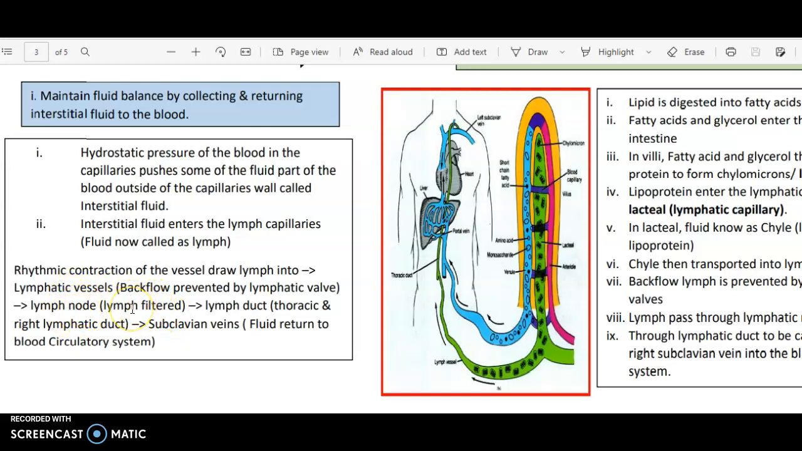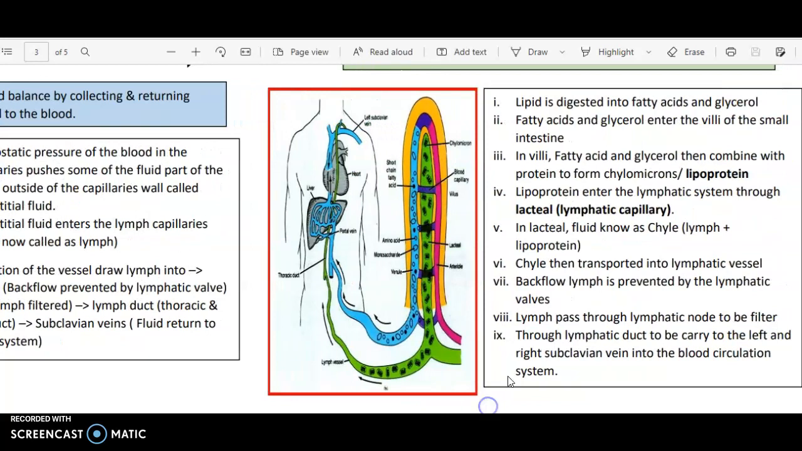Filter maksudnya kita nak tengok okey ada tak yang tak elok yang dibawa. So kalau tak elok, jangan risau sebab lymph node ada banyak macrophage. So dia boleh try untuk eliminate the pathogen. And then the lymph is carried to the lymph duct. Lymph duct we have two, thoracic and right lymphatic duct, and then carried to the subclavian vein. At the subclavian vein, the fluid will return to the blood circulation system.